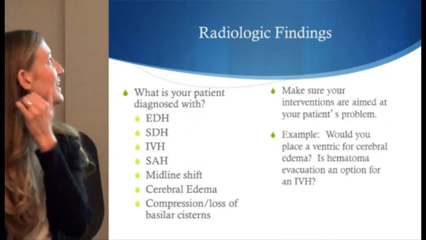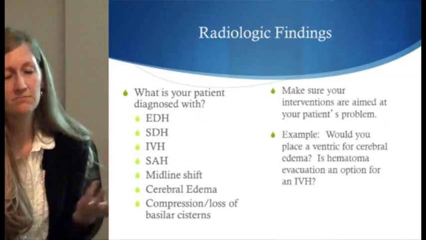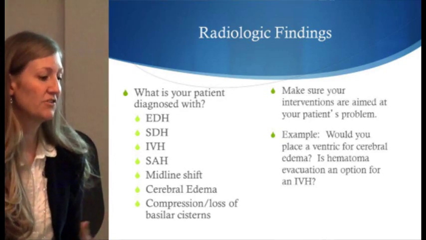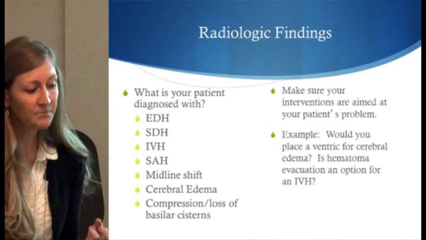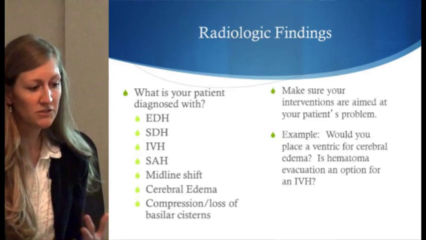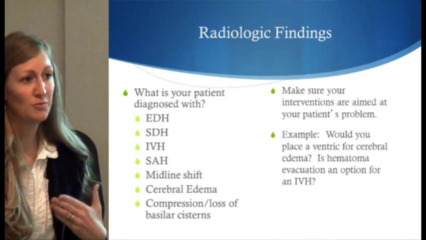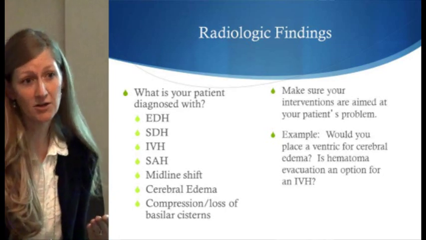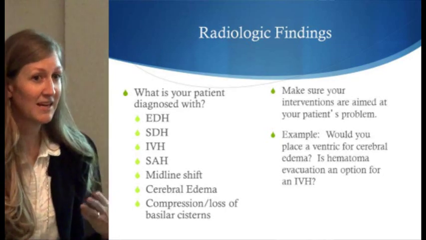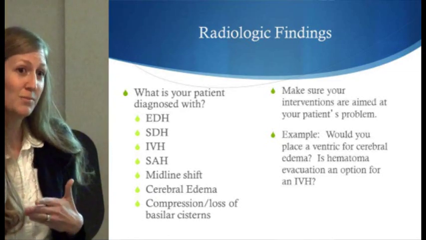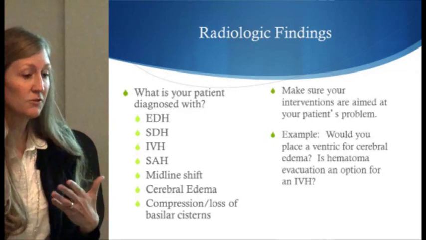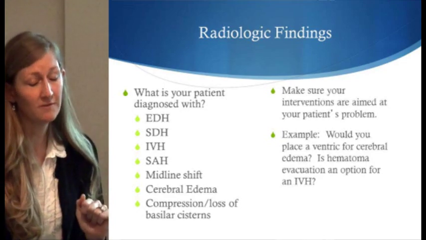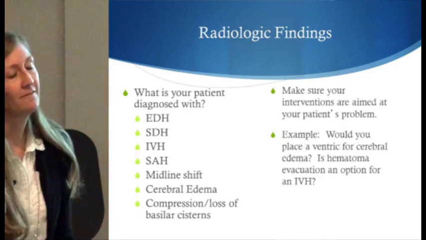So looking at what they might find on a CT, what is your patient diagnosed with? An epidural, a subdural, intraventricular hemorrhage, a subarachnoid hemorrhage, a midline shift, cerebral edema, compression or loss of basal cisterns. So it kind of helps you to know what exactly is going on with your patient. And I know in the IMU you may see some of these people that have an epidural maybe a couple days later because they're stable and their neurological assessment hasn't really changed. But that doesn't mean that they couldn't bleed again a couple days later. So it's important to know what your patient has, and what the treatments might be for somebody with what they find radiologically.